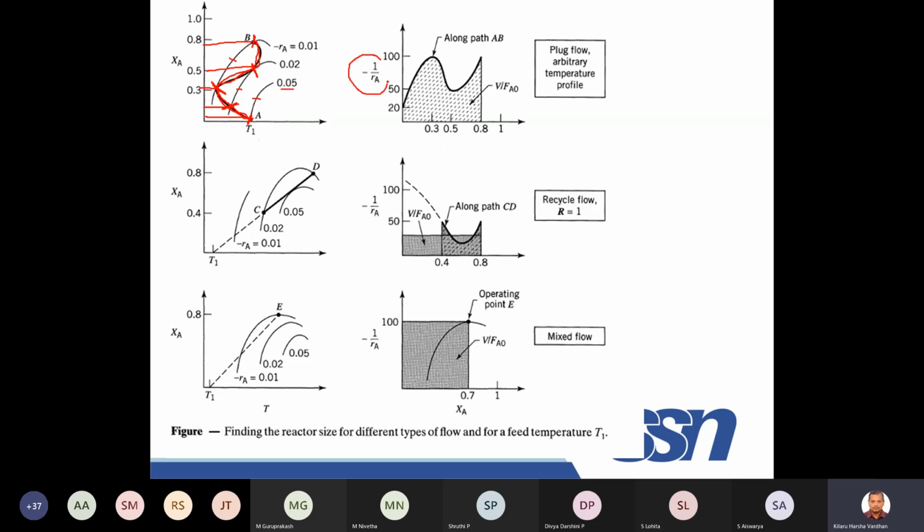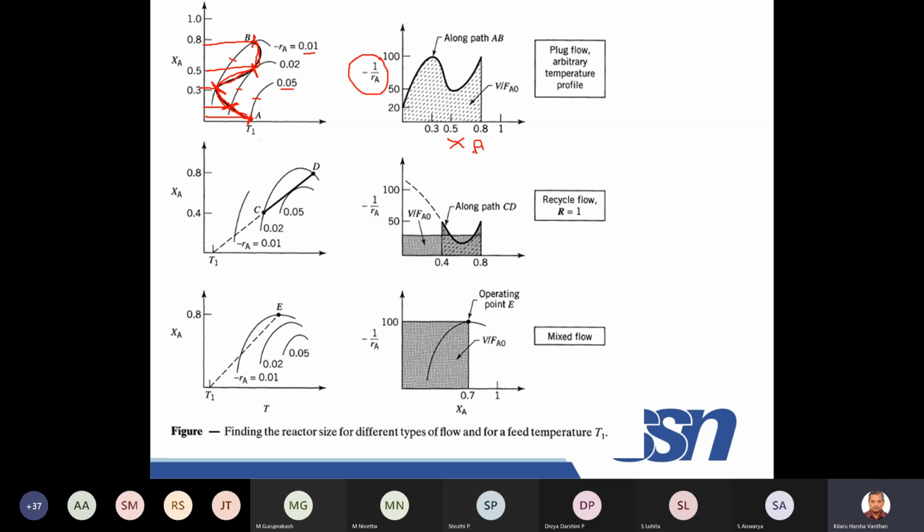Now you draw minus 1 by RA, because you calculated the different RAs at the cutting points. You do 1 by RA, minus 1 by RA. 1 by 0.01 is 100, and the others, dividing 1 by the rates, give 20, 50 and 100, let it be. Now what you do is try to draw the same thing against XA. This is XA. Now you draw these particular XAs, right?